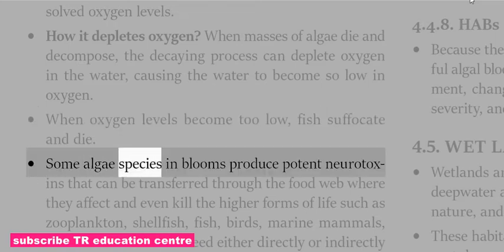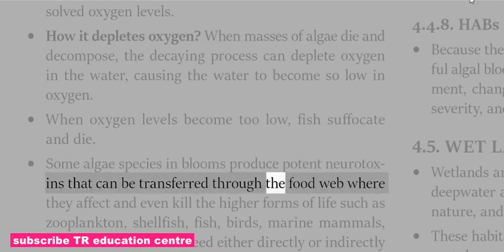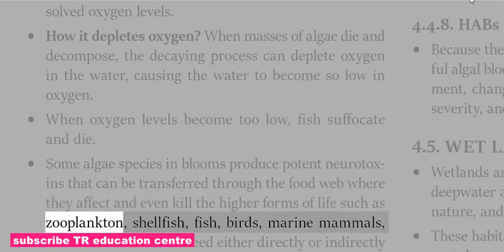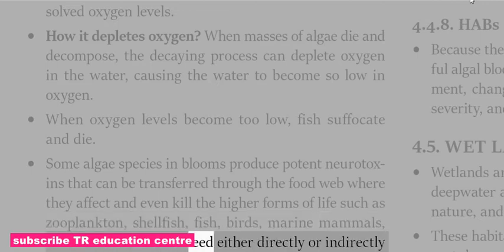Some algae species in blooms produce potent neurotoxins that can be transferred through the food web, where they affect and even kill the higher forms of life such as zooplankton, shellfish, fish, birds, marine mammals, and even humans that feed either directly or indirectly on them.